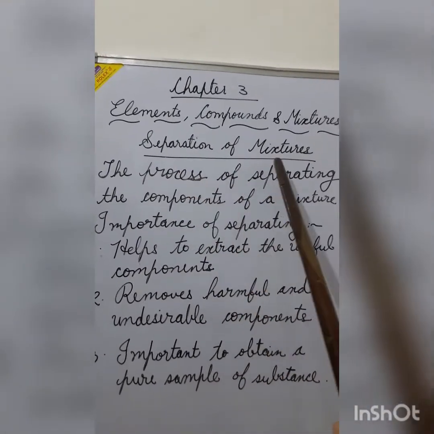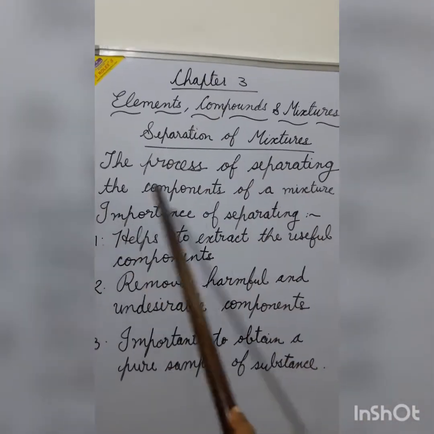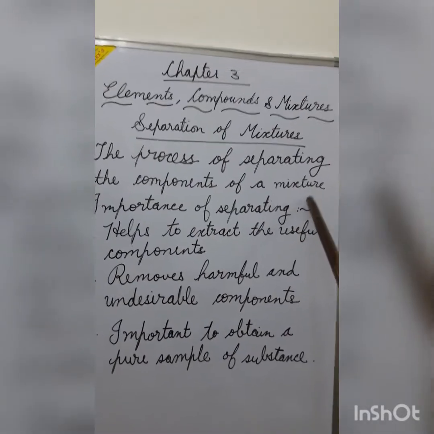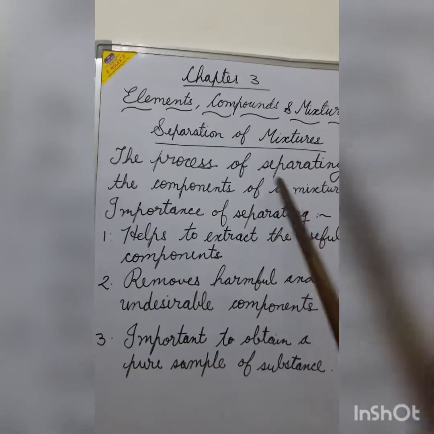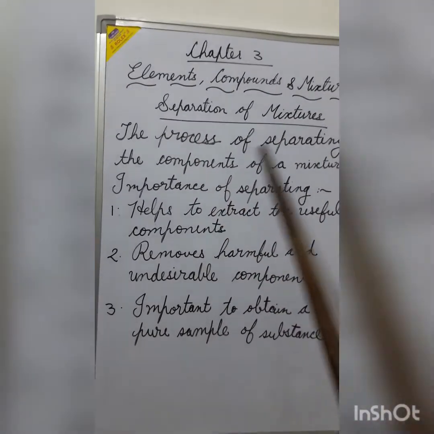Now, what is separation of mixtures? It is the process of separating the components of a mixture. A mixture has many components or constituents mixed in it. So the process by which we separate them is called separation of mixtures.